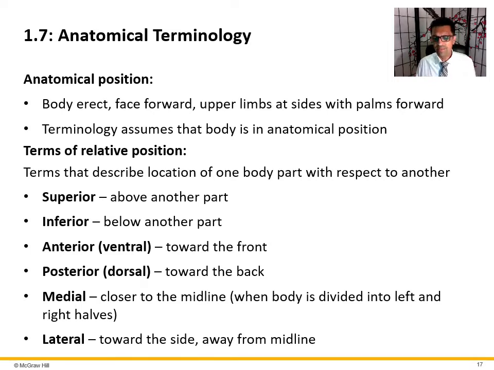Now there's a fundamental position. The fundamental position is the same except for the hands are to the side. So that's the difference between the anatomical position and the fundamental position, the palms.